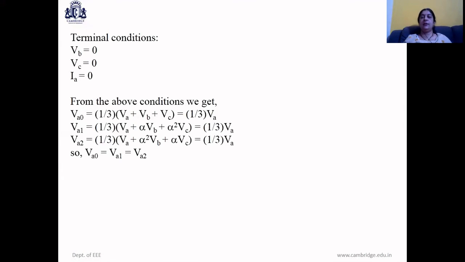VA0 is 1 by 3 times VA plus VB plus VC, that is 1 by 3 times VA. VA1 is 1 by 3 times VA plus alpha VB plus alpha square VC, which is also 1 by 3 times VA. And VA2 is also 1 by 3 times VA. It indicates that VA0 is the same as VA1 is the same as VA2. That is, the zero sequence voltage is the same as the positive sequence voltage and the negative sequence voltage. The current IA equal to 0, that is, IA0 plus IA1 plus IA2 equal to 0.